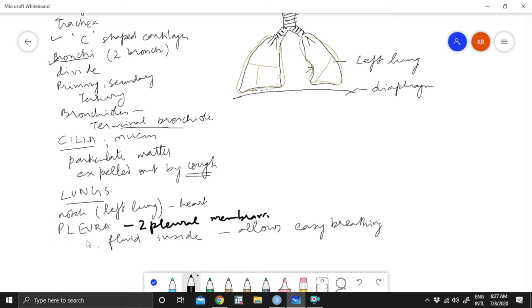Infection of the pleura leads to pleuritis, and the left lung is divided into two lobes. The right lung is divided into three lobes, and below the lungs is the diaphragm.